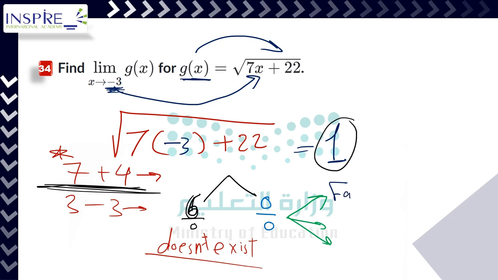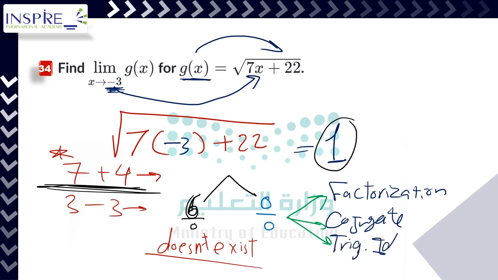The first one is factorization. The second one is conjugate. The third one is trigonometric identities. Factorization, all of us know it, and we can use our calculator, so this one is very easy. For conjugate, most of the time you will have a root plus or minus something, and you will multiply by the conjugate up and down. It's specific steps, and you will do it.